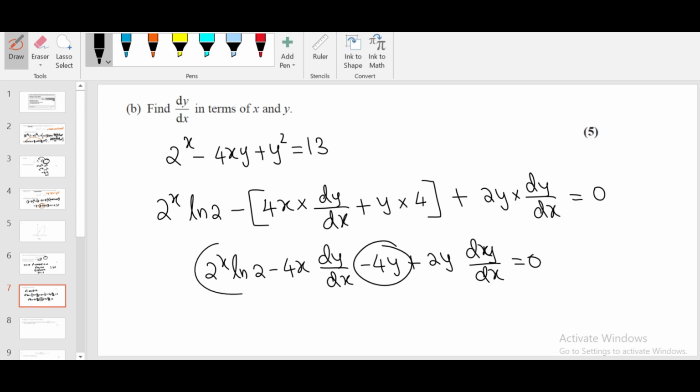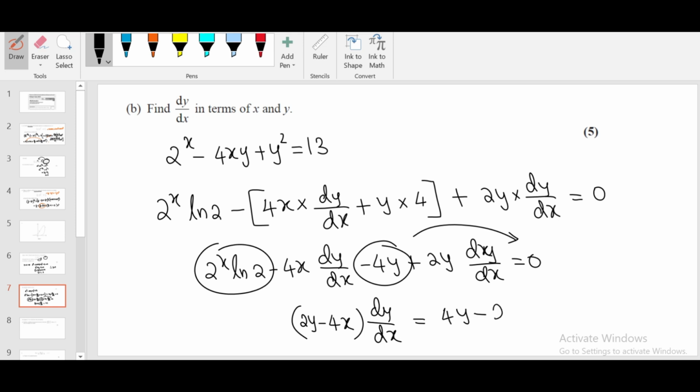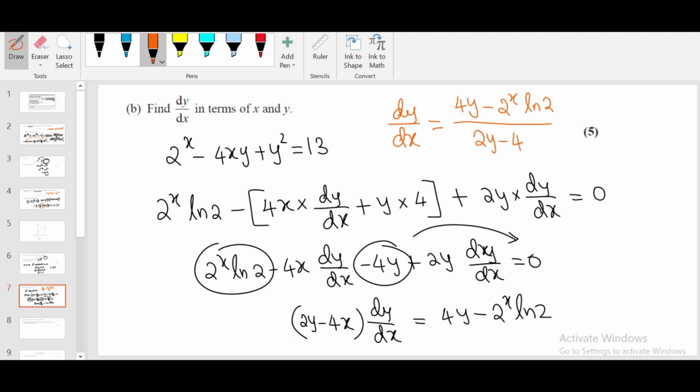I'm going to bring this term and this term to the other side and take dy by dx from the other two terms. I will get 2y minus 4x, dy over dx is equal to 4y minus 2 power x ln 2. And then divide by 2y minus 4x, you got dy by dx already. Dy over dx is equal to 4y minus 2 power x ln 2 divided by 2y minus 4x.